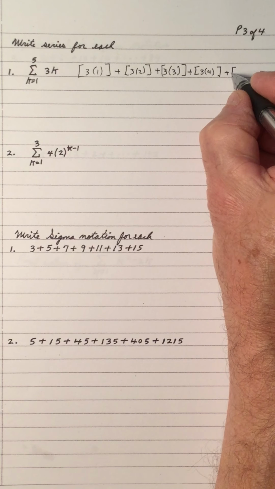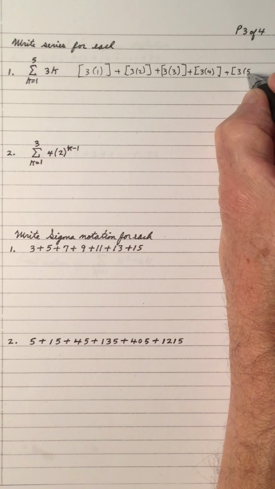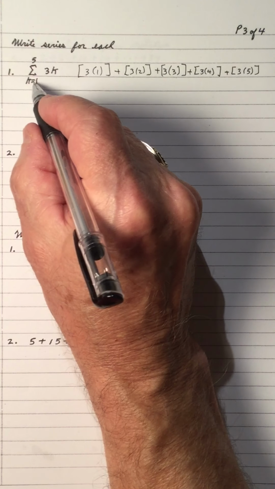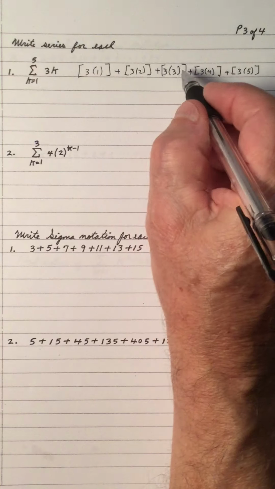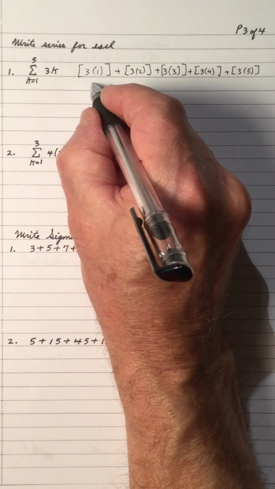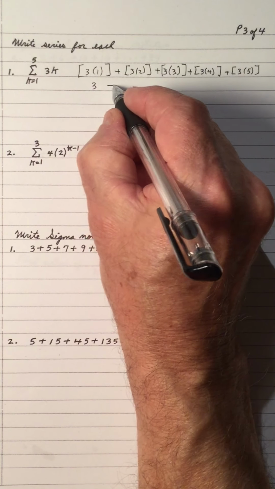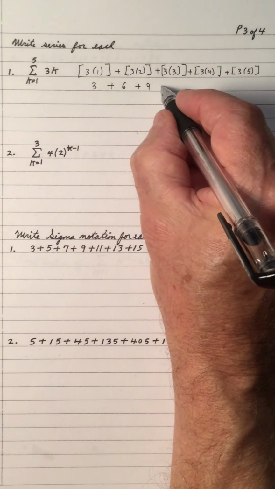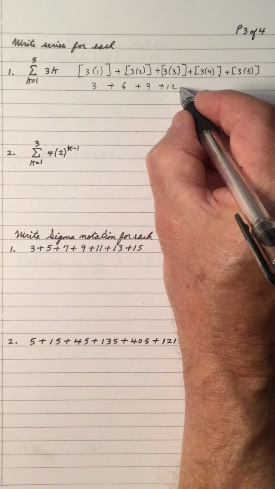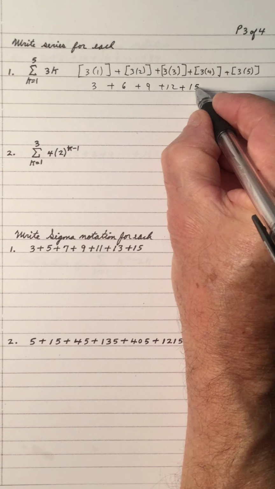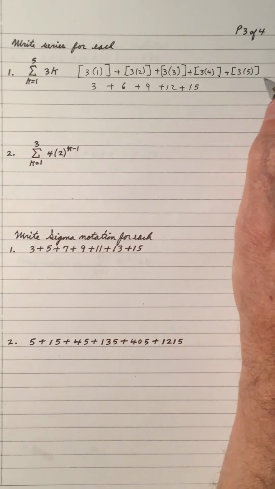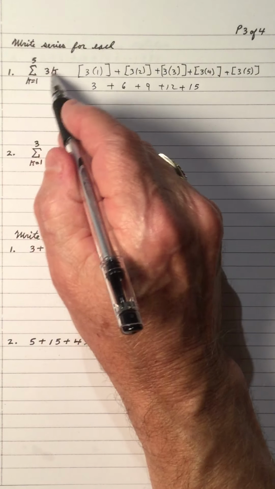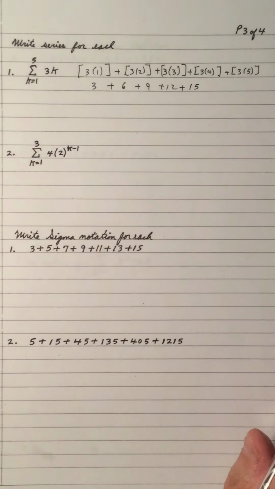And k is 5. So there it is. We got 1, and so it's 1 to 5. 1, 2, 3, 4, 5. So that's a 3, and we want to write as a series. So that's a 6, a 9, a 12, and a 15. Write as a series means it's the sum of the numbers in the sequence. So there's the series that represents this summation.